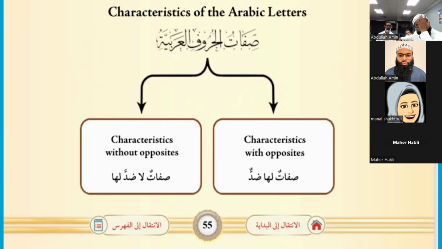Now, to understand what we mean by opposites: if a letter is a whisper letter, as an example, it cannot be an apparent letter. It cannot be a jahar letter. It just can't. If a letter is a jahar or an apparent letter, it cannot be a hams letter or a whisper letter. So if you learn the letter jim, for example, is an apparent letter or a jahar letter, you also know that it is not a hams letter, a whisper letter.